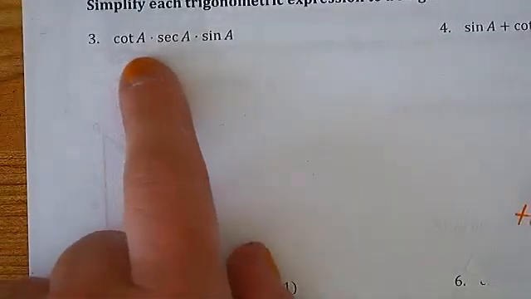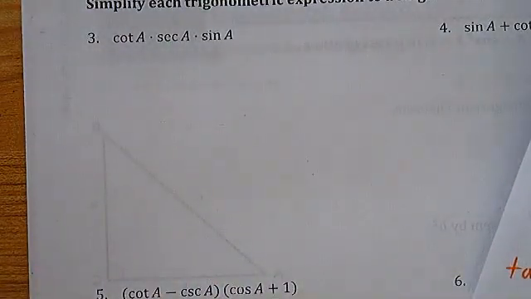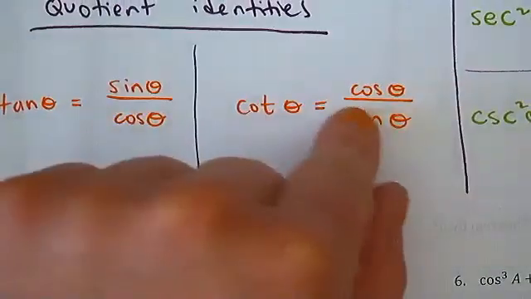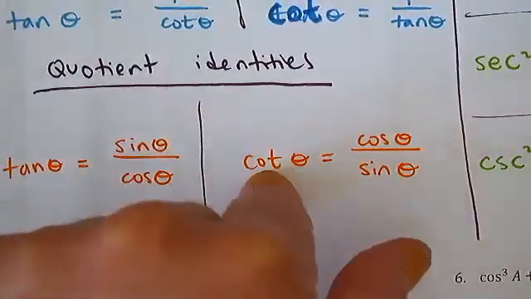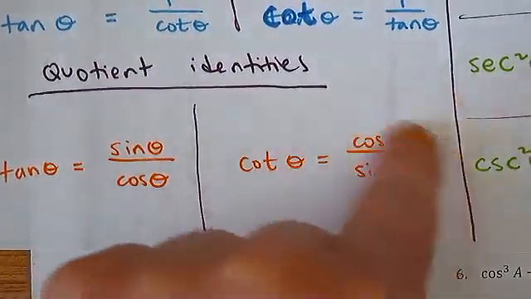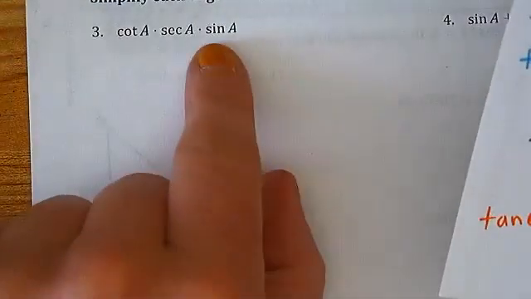But if I look here, do you guys see tangent anywhere else? No, so maybe that's not the best thing to substitute it with. So where else do we see cotangent? Right below it. Cotangent is equal to 1 over tan, but it's also equal to cosine over sine. Would that maybe be a good thing to substitute in for cotan? Well, I have a sine here.